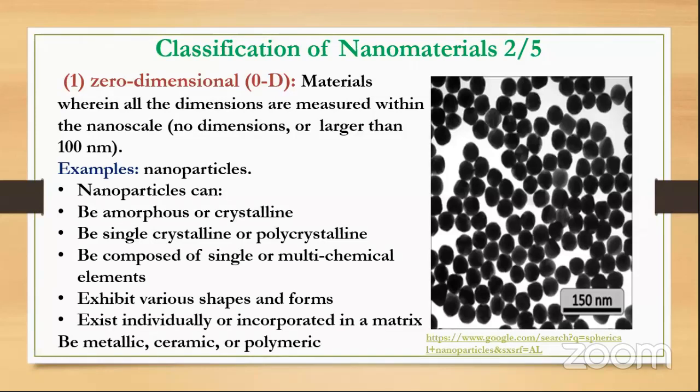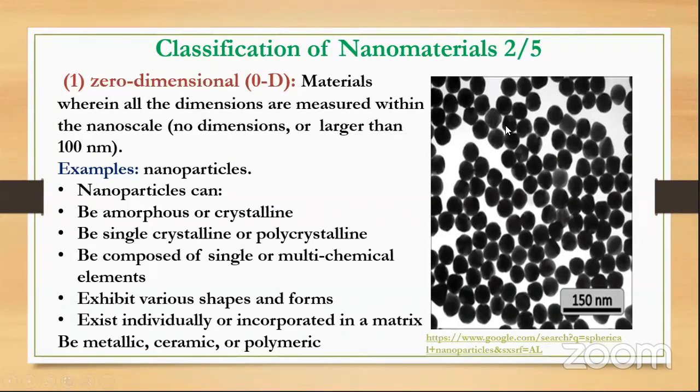First, zero-dimensional nanomaterials. Materials without dimensions are called zero-dimensional nanomaterials. Nanoparticles are the best example of this category. Here is one image, a TEM image, a transmission electron microscopic image. Here all the particles are spherical with a smooth surface, because these are dimensionless particles. So smooth surface particles are available here in the image.